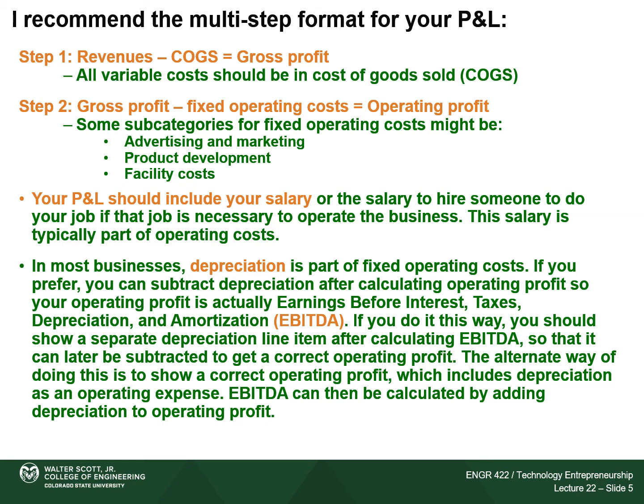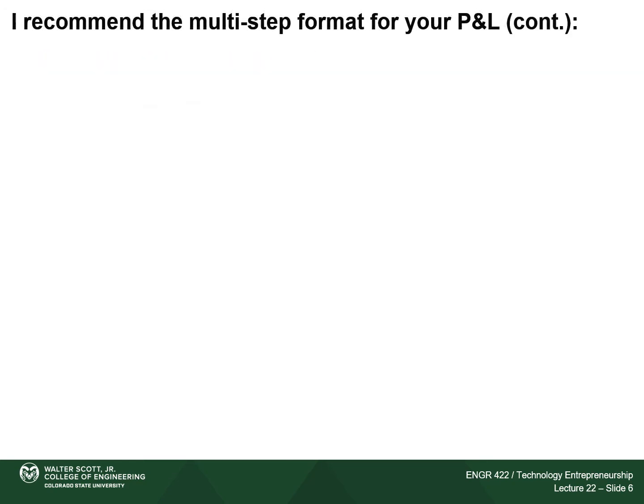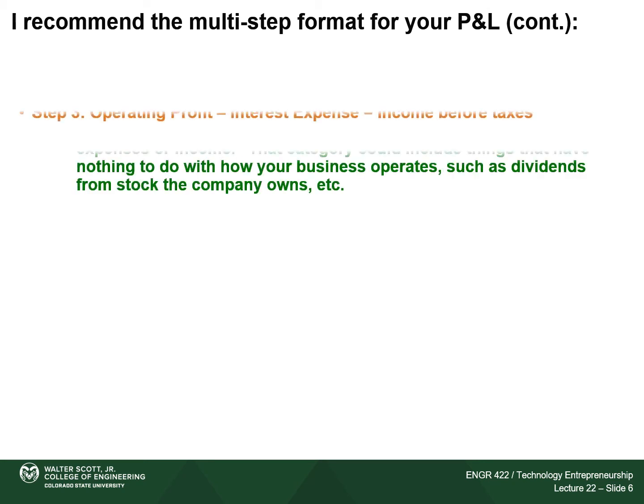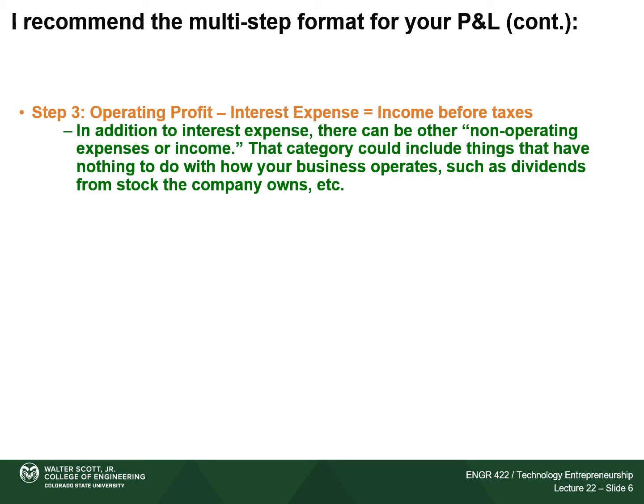So, 4 steps in this multi-step process. The third step is you have your operating profit, you subtract your interest expense, and that gets your income before taxes. There could be some other things that go into this category that is the difference between operating profit and income before taxes. So for example, you could have non-operating expenses.